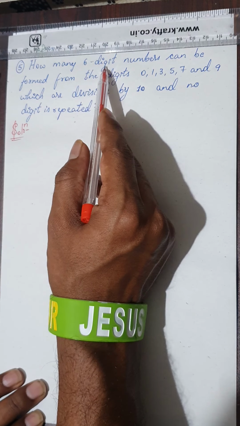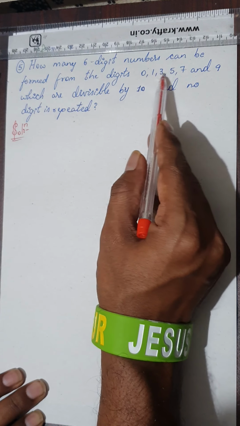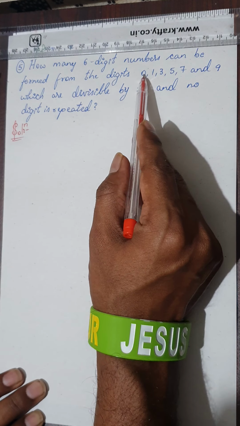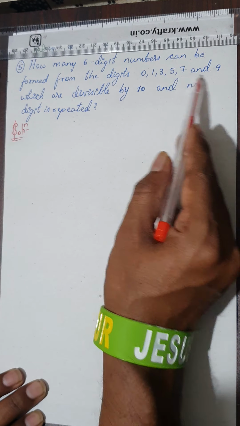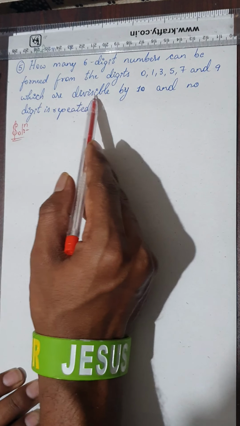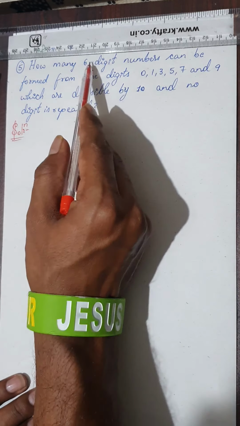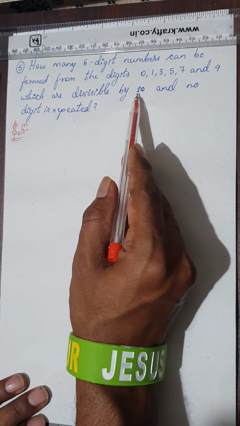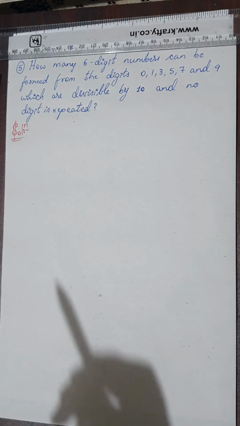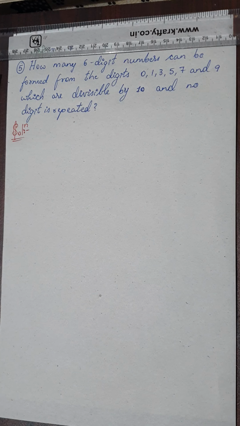If it is a 6-digit number, I should definitely have 6 digits given: 0, 1, 3, 5, 7 and 9, which are divisible by 10. The main condition is that the 6-digit number has to be divisible by 10. And one more thing: no digit is repeated. So repetition of the digits is not allowed. Please note it down here.